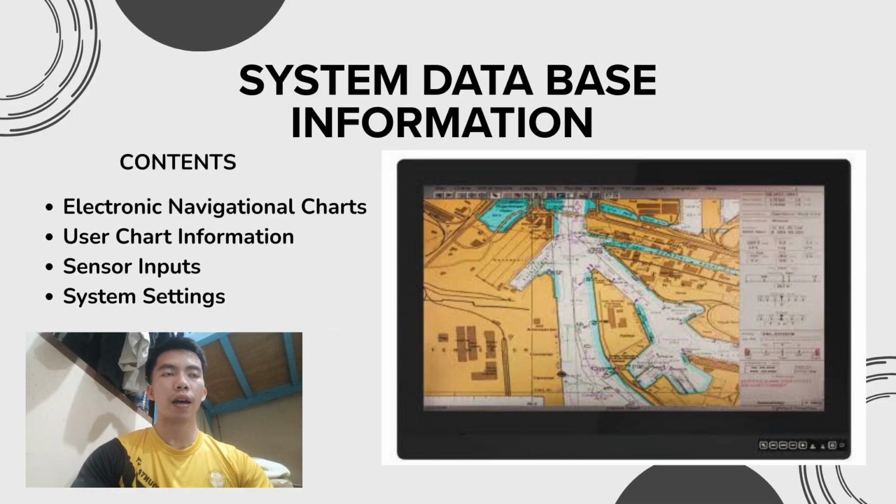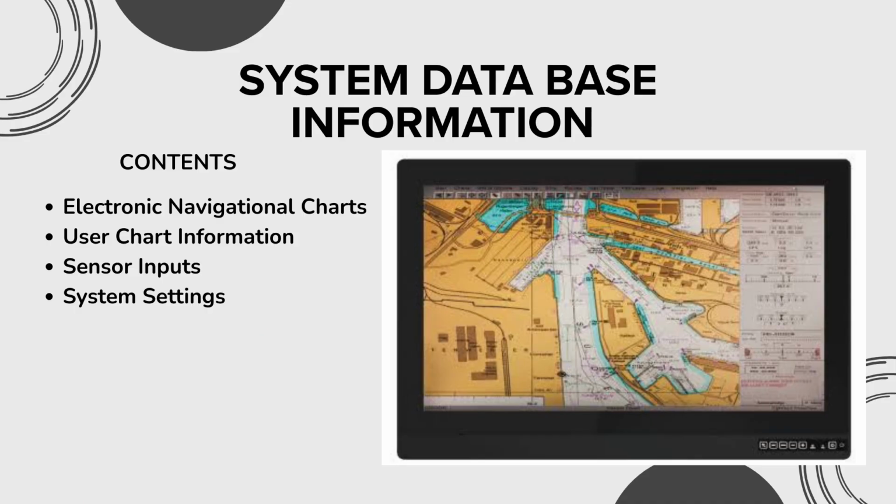Here is an image or a visual aid of system database information. The contents of the system database information are, first, the electronic navigational charts, second, user chart information, third, sensor inputs, and lastly, the system settings. Inside the system settings we have the depths and main information regarding the ECDIS.